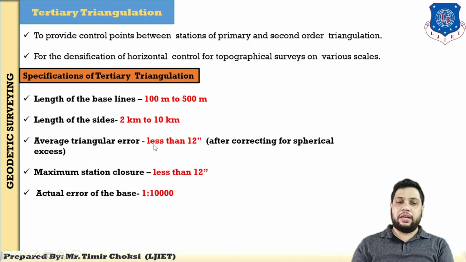Average triangulation error is less than 12 seconds. Maximum station closure is less than 12 seconds. And accuracy of the base is 1 in 10,000. So this is the specification of the tertiary triangulation.